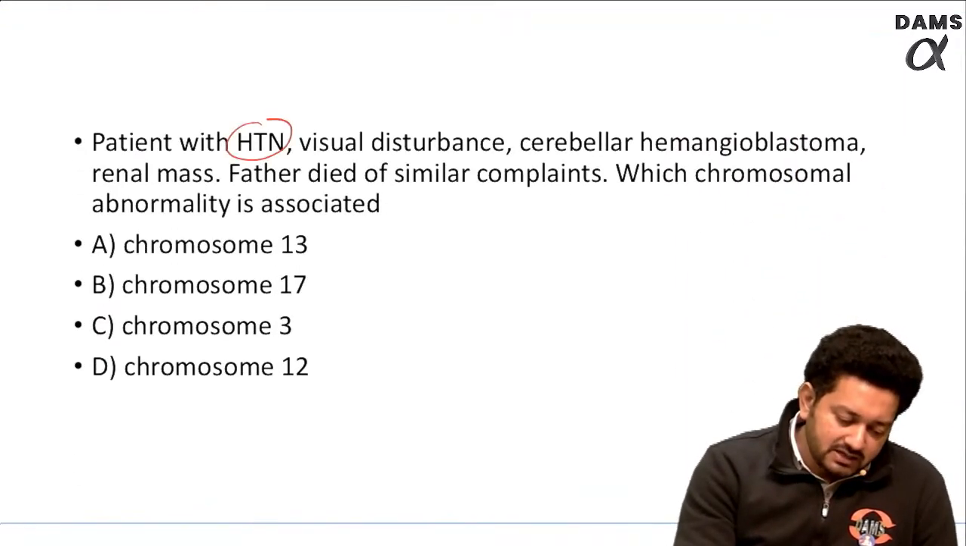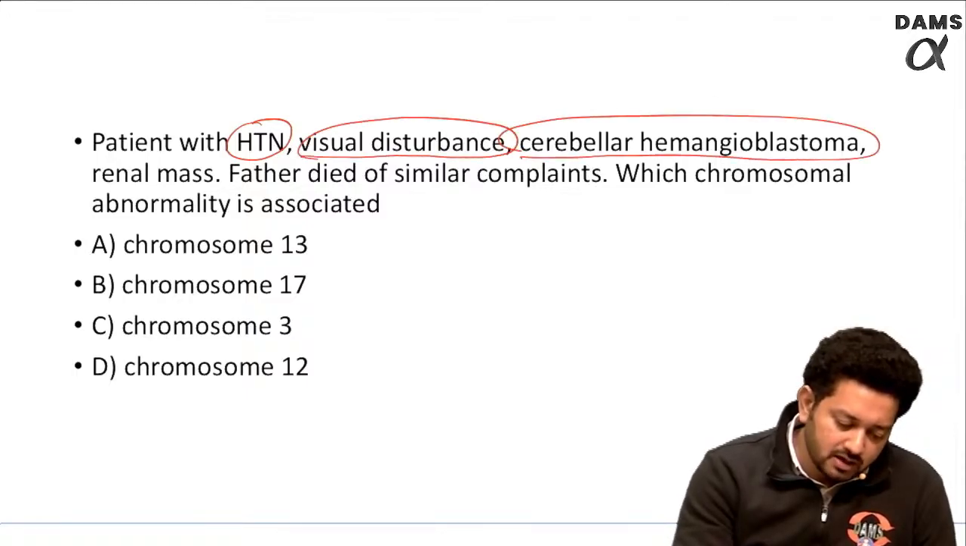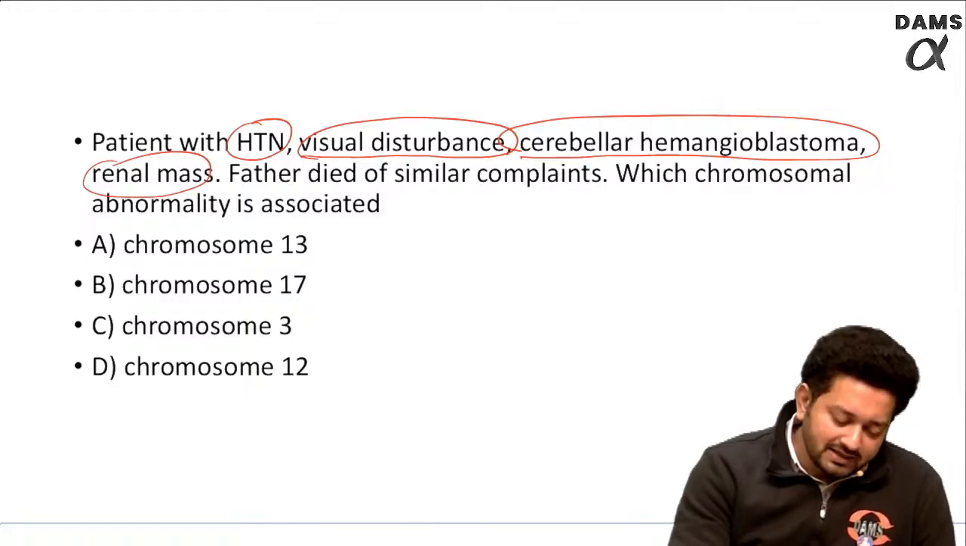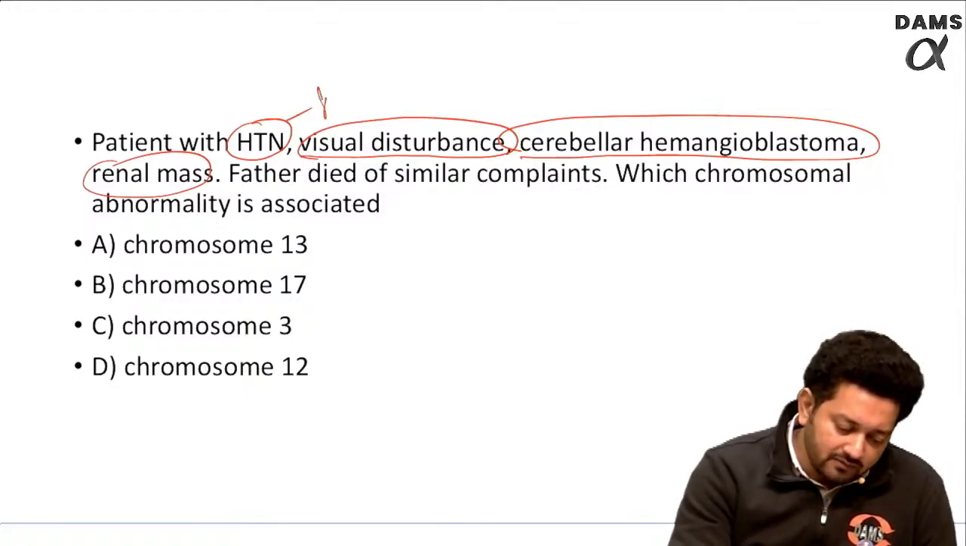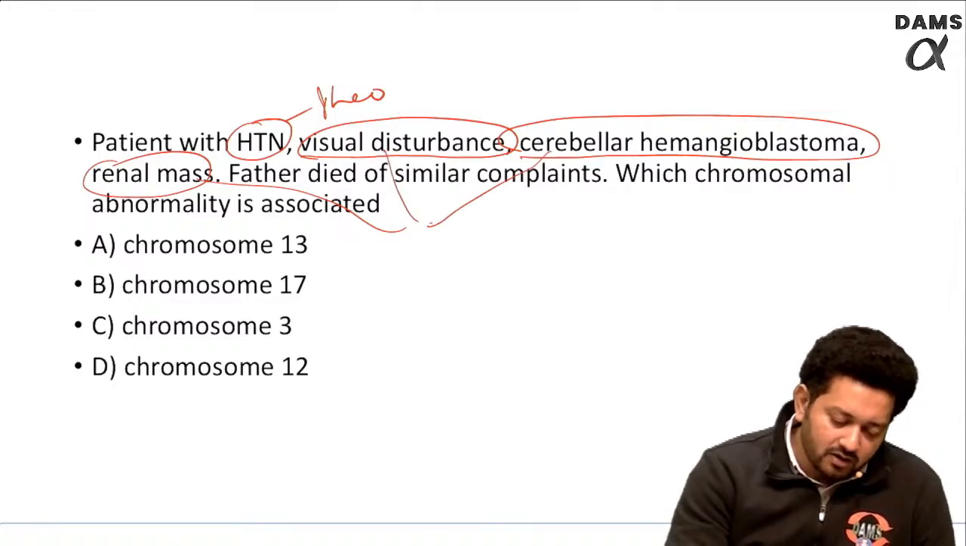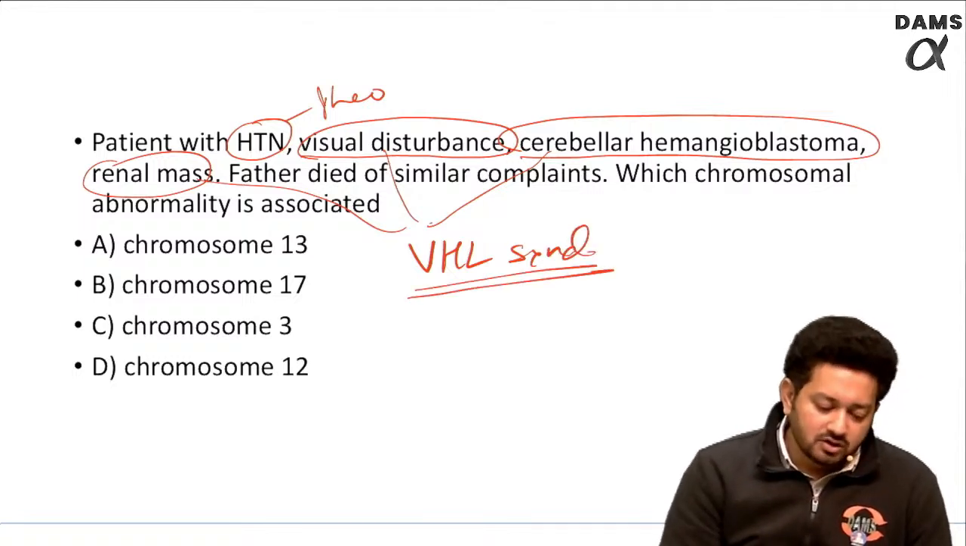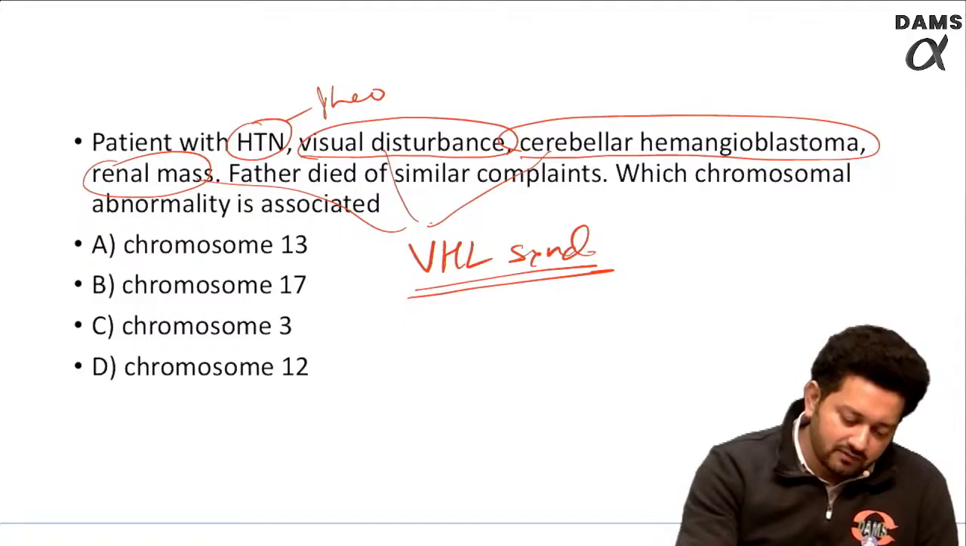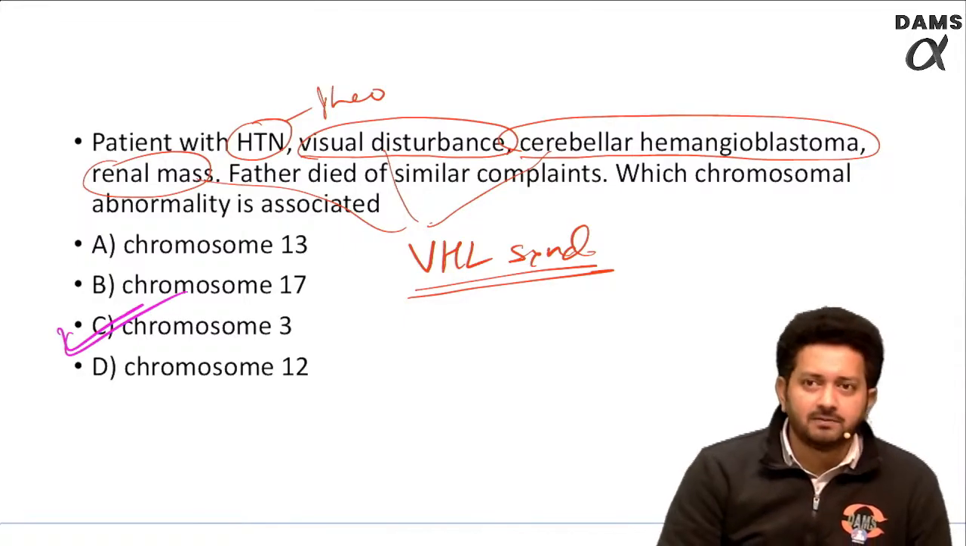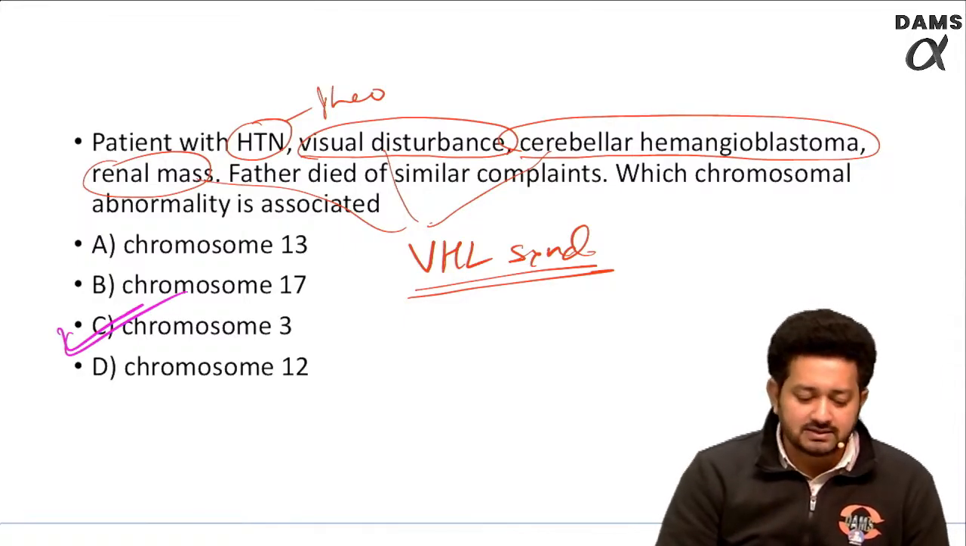Patient with hypertension, a visual disturbance, cerebral hemangioblastoma, renal mass. All these things are going in favor of von Hippel-Lindau syndrome, VHL syndrome. Which chromosomal abnormality is associated? We all know it is on chromosome 3. Chromosome 3 is what is involved in von Hippel-Lindau syndrome.